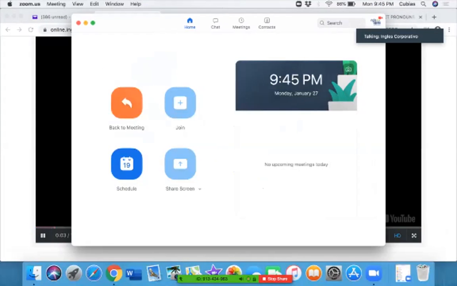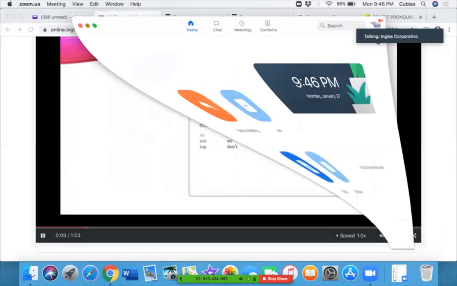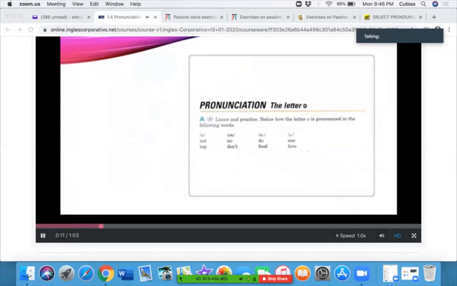You can't hear, correct? No. We can't hear the audio. Do you have some speaker connected? Do you have a speaker? Let me try if I remove the speaker. Maybe like that you will be able to hear.